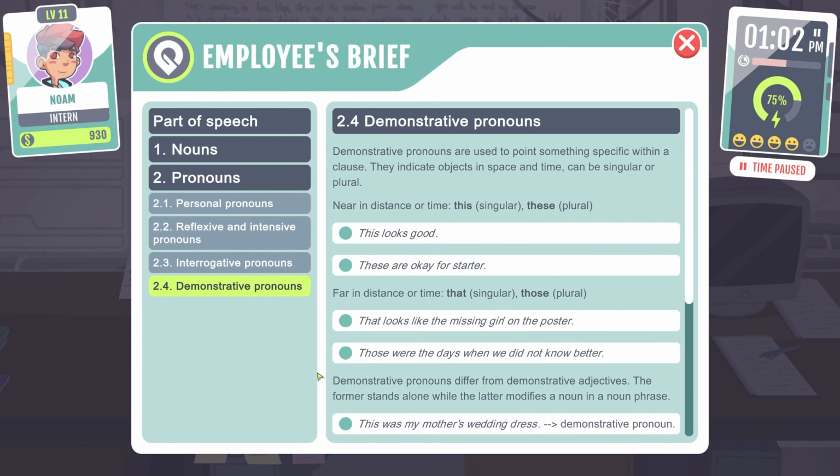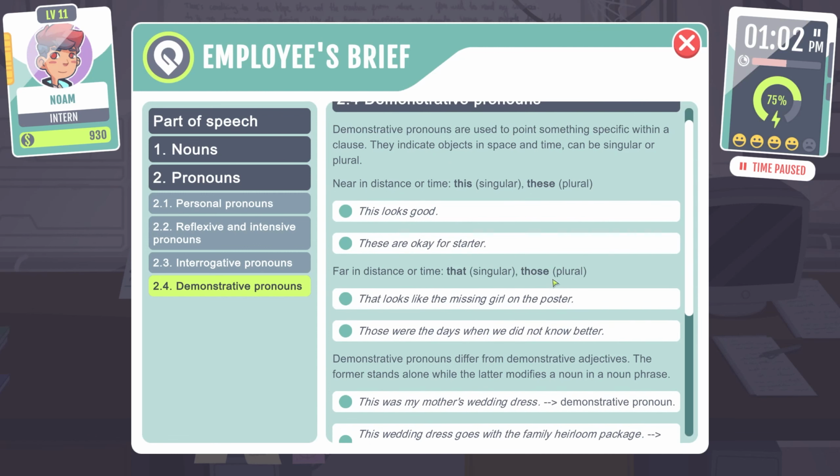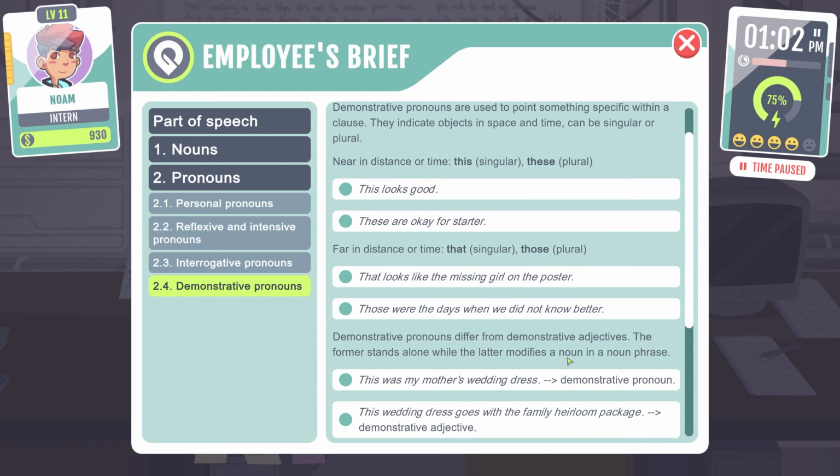Let's see. Demonstrative pronouns. Demonstrative pronouns are used to point to something specific within a clause. They indicate objects in space and time and can be singular or plural. Near in distance or time: this singular, these plural. This looks good. These are okay for starters. Far in distance or time: that singular, those plural. That looks like the missing girl on the poster. Those were the days when we did not know better.